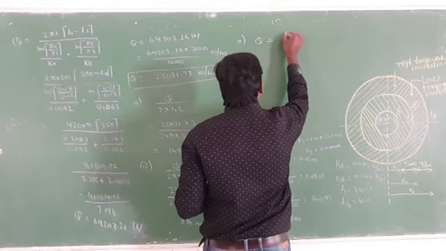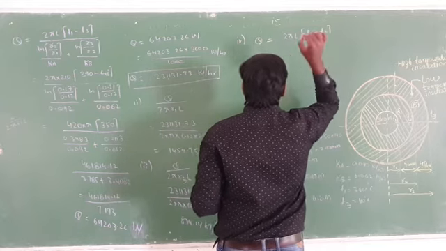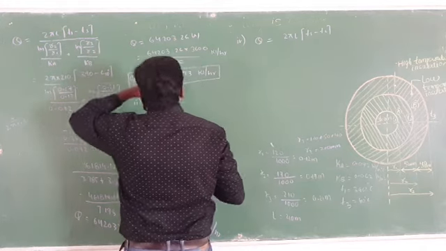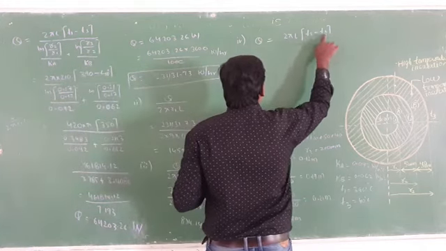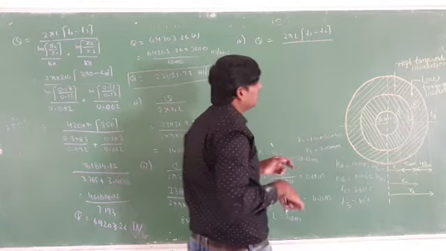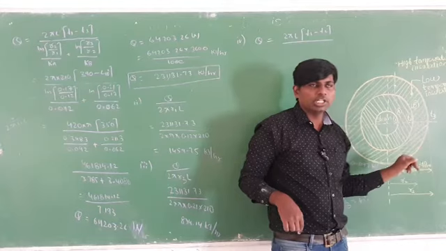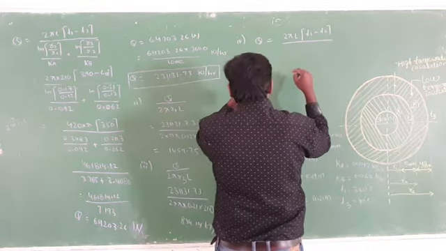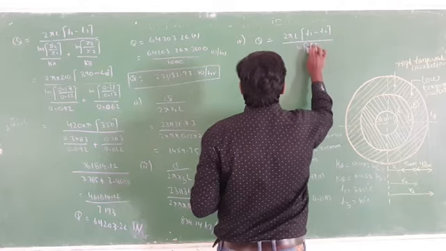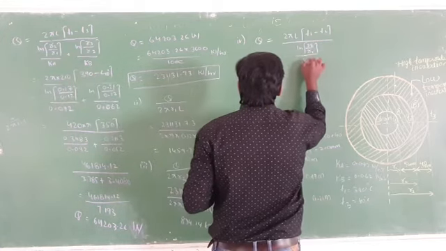Intermediate temperature means you can do like this: 2 pi L, take the T1 minus T2. Here we took the overall, overall means T1 minus T3. Here you can take 2 pi L (T1 minus T2). After that, only one component will come. Between T1 and T2, which component is lying? Component A. So that component only you have to take. What is that component? ln of R2 by R1, divided by this is the Ka.